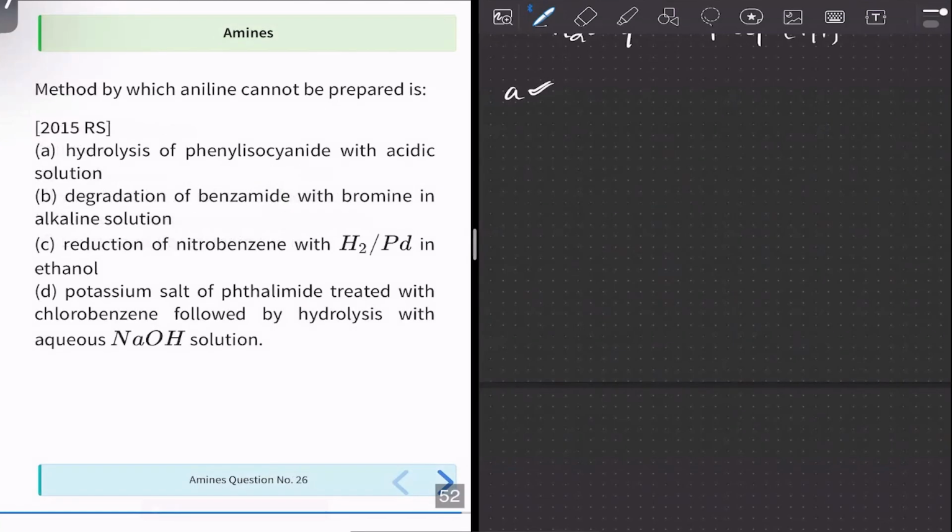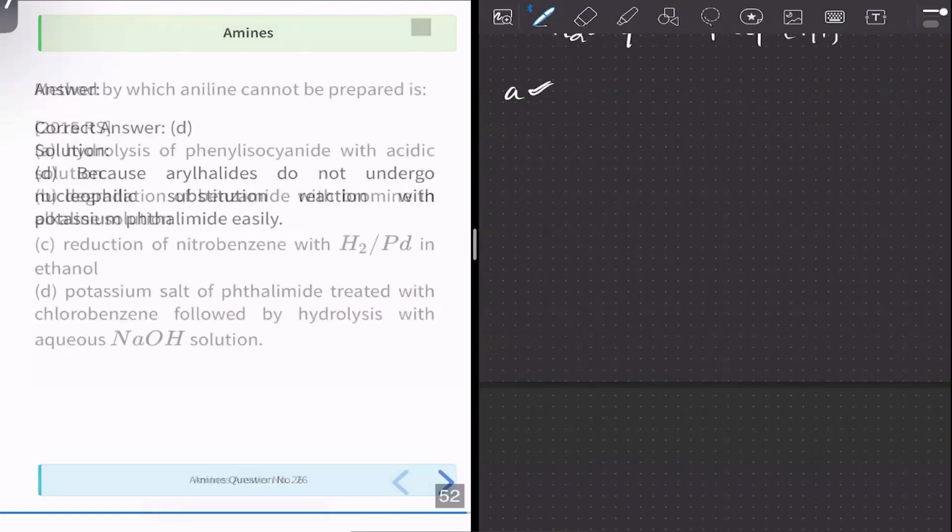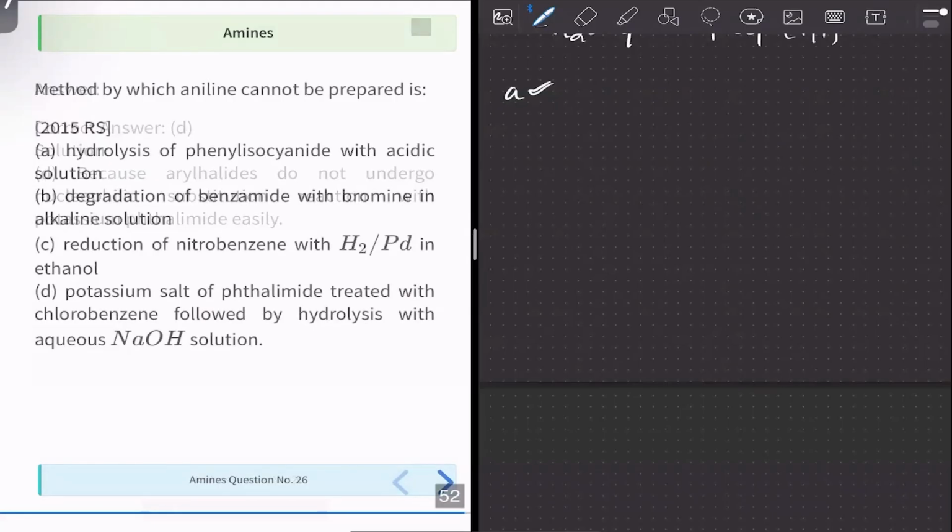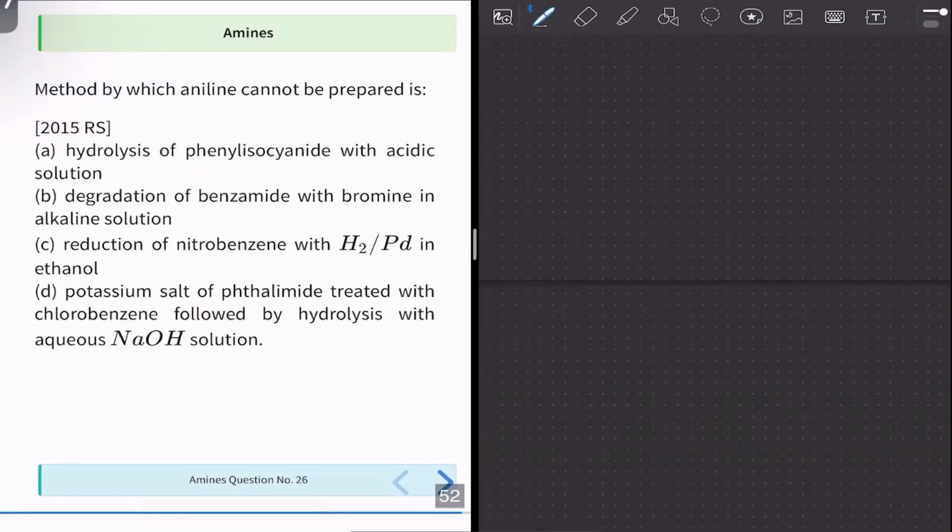It is the last question of our today's session. Let's see the question. Method by which aniline cannot be prepared. Okay, which method can produce aniline? Option A is giving hydrolysis of phenyl isocyanate in acidic solution. Okay, phenyl isocyanide.